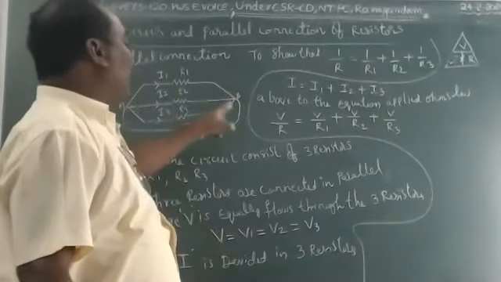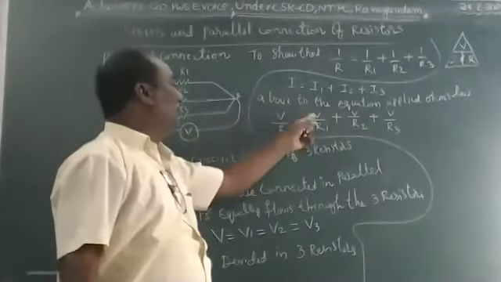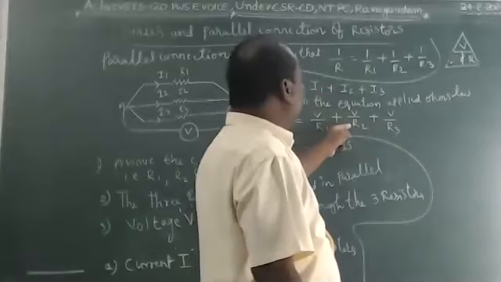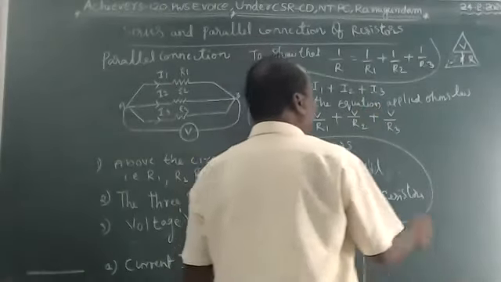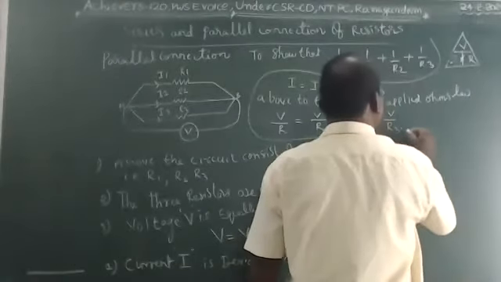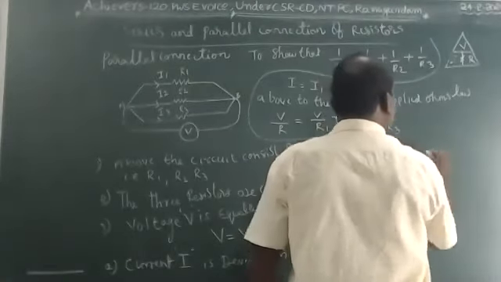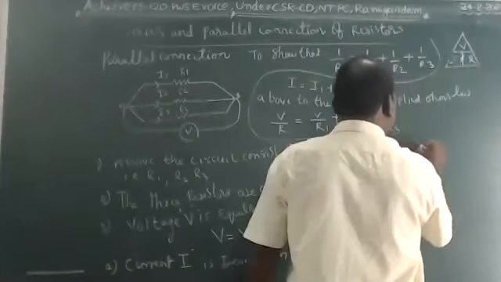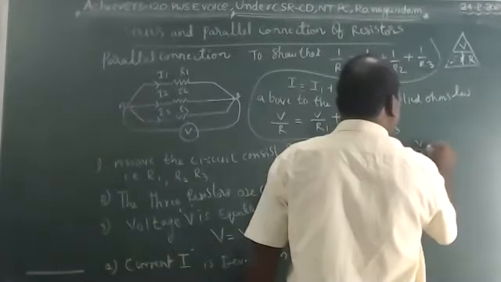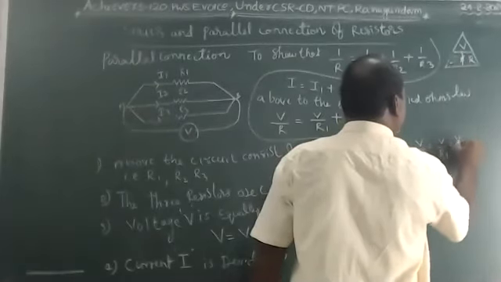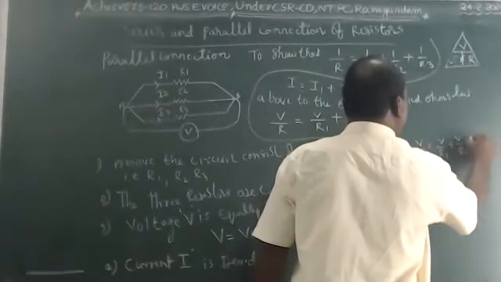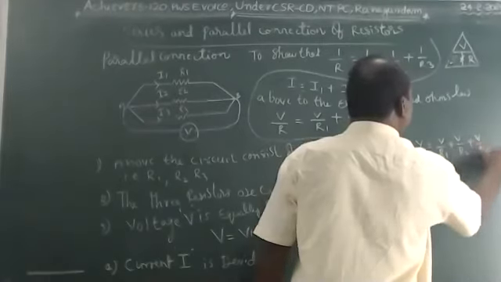According to Ohm's law, current formula is V by R. So I1 means V by R1, I2 means V by R2, and I3 means V by R3. Okay, children. So now V by R equals V by R1 plus V by R2 plus V by R3.